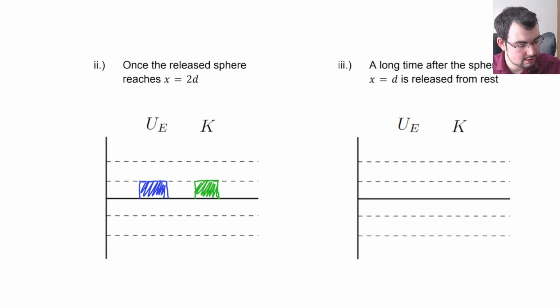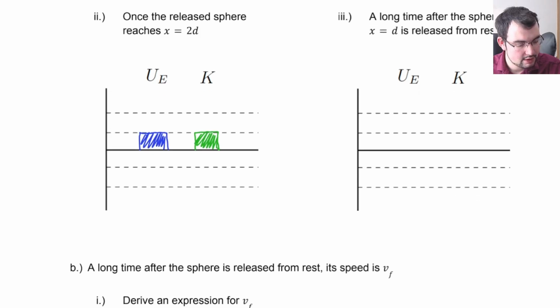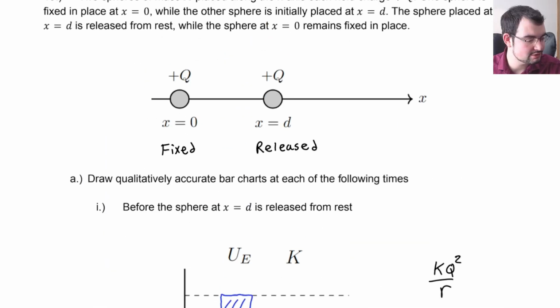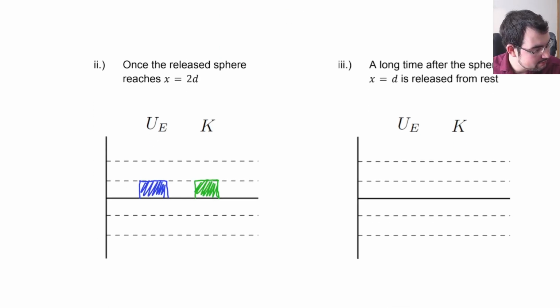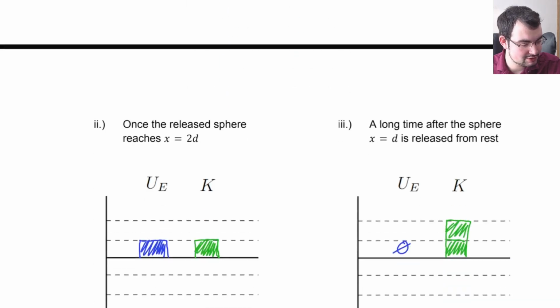And then a long time after we release the sphere, what does a long time mean? In this case it means I'm going to be very, very far away. And if I'm very far away, I have no potential energy left between the spheres because the distance is infinity. So all of my energy has been transformed into kinetic. This is why I am a bar chart user. It really helps us tell the story of what's going on here.